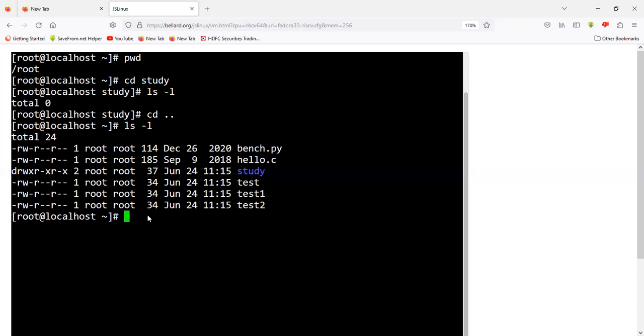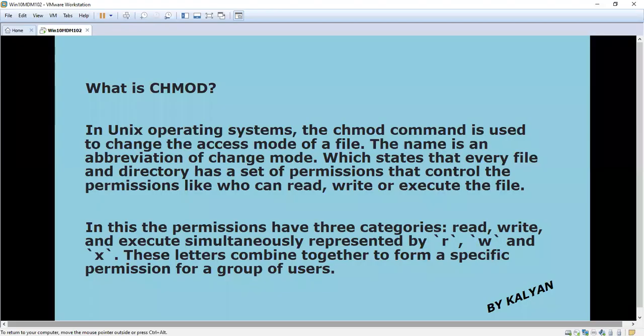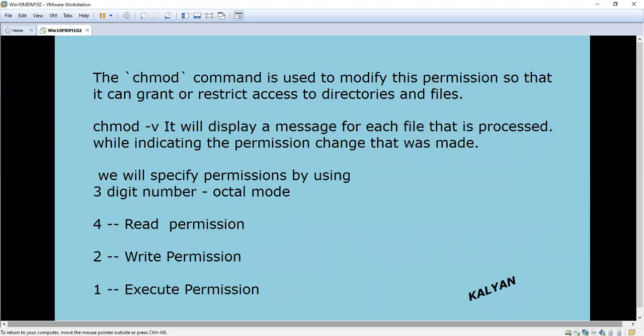Here I will show you how we can change the permissions, and I will briefly explain how these permissions are being set. The change access mode command, that is chmod, is used to modify these permissions. I have shown RWX. It helps us to modify the permission so that we can grant or restrict the access to the directories or files.